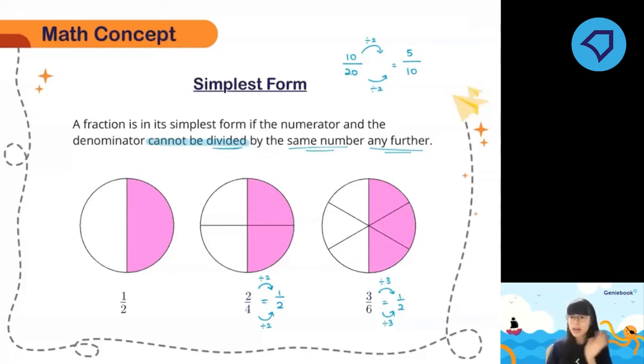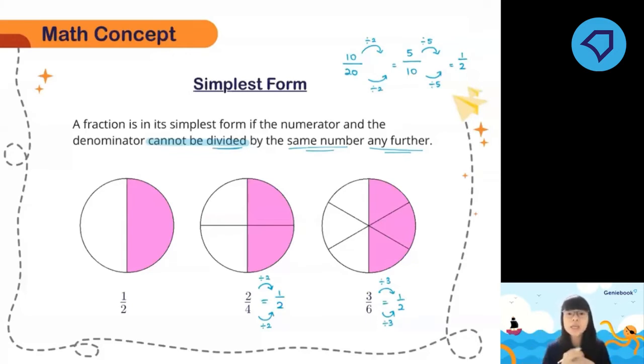Can 5 be divided by 2 again? No, right? 5 cannot be divided by 2. But 5 can be divided by 5. Can 10 be divided by 5? Yes, okay. So in this case, we are going to divide by 5 and we are going to divide by 5. And in this case, we will get half. So this is what it means by dividing the numerator and the denominator by the same number until they cannot be divided anymore. 1/2 cannot be divided by any number anymore. They can only be divided by 1.